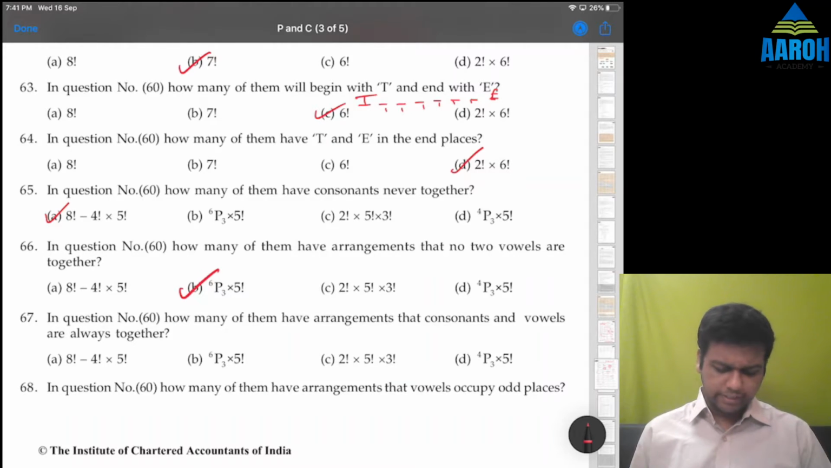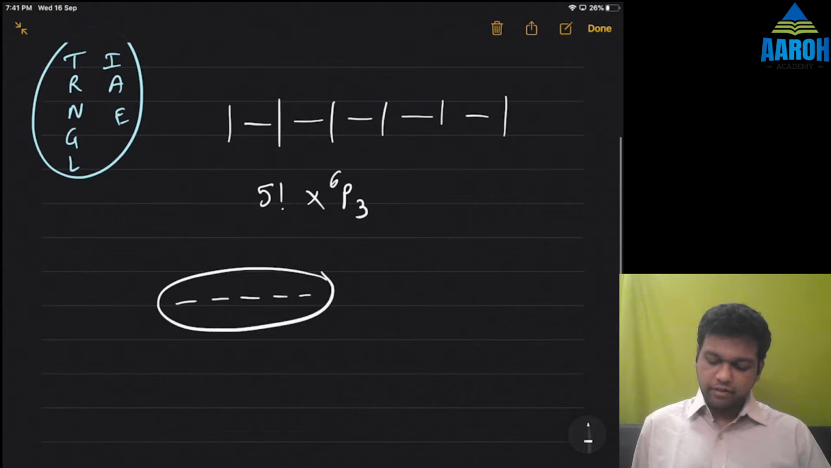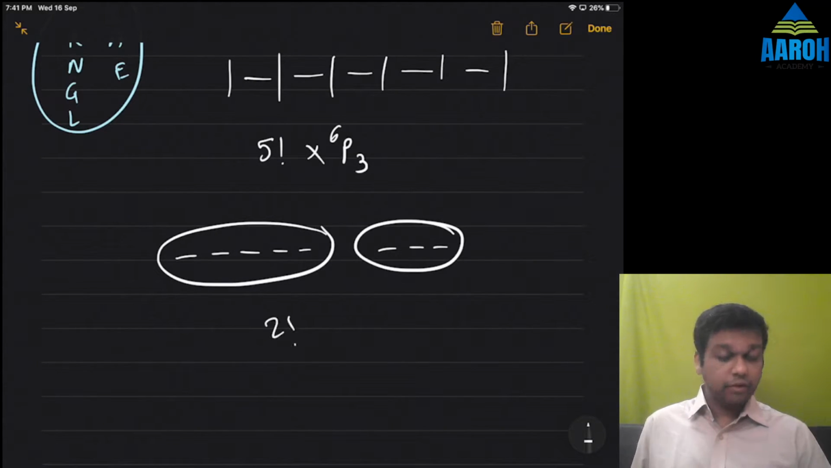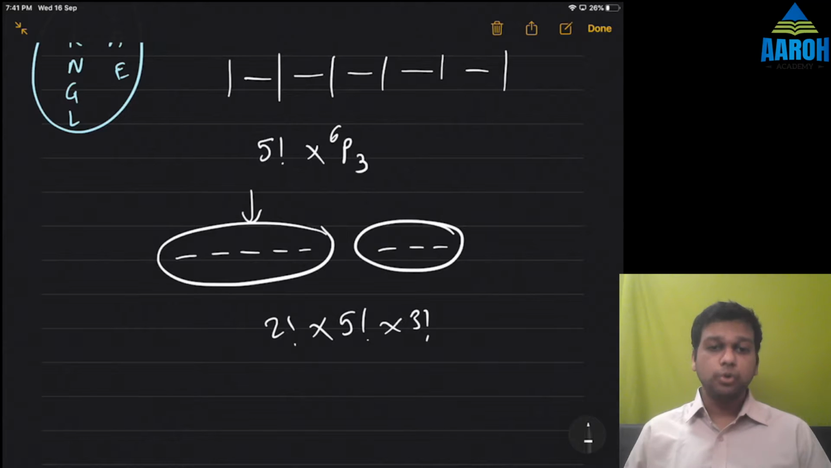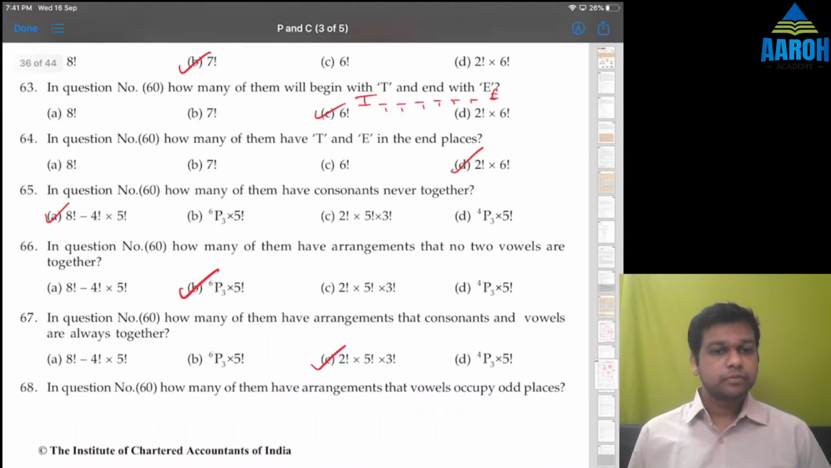67. How many of them have arrangements that consonants and vowels are always together? That means we have to make a box of the 5 consonants and a box of the 3 vowels. So there are 2 boxes which can be shifted in 2 factorial ways, and 5 factorial for the first box and 3 factorial for the second box. So 2 factorial, 5 factorial, 3 factorial. Option C is the correct answer.